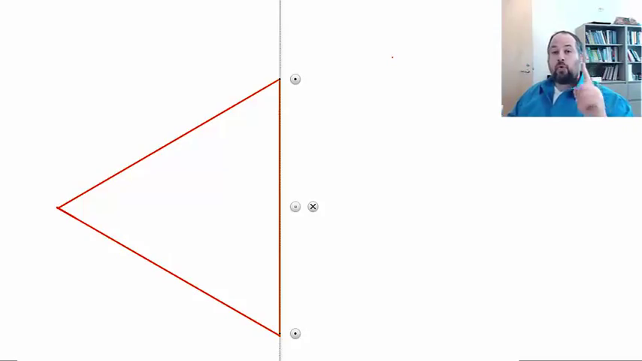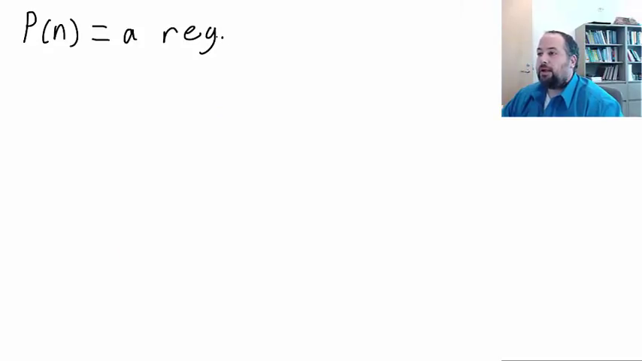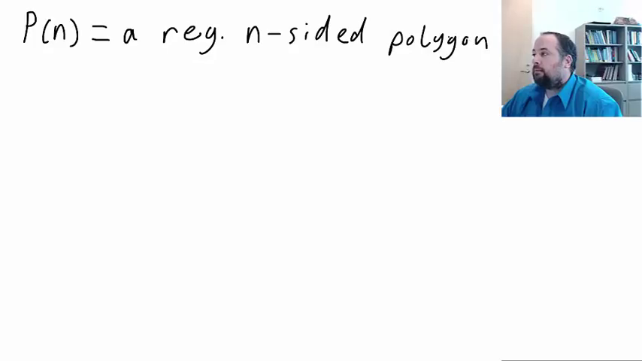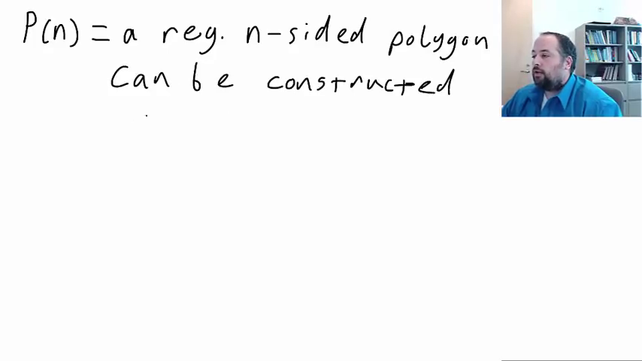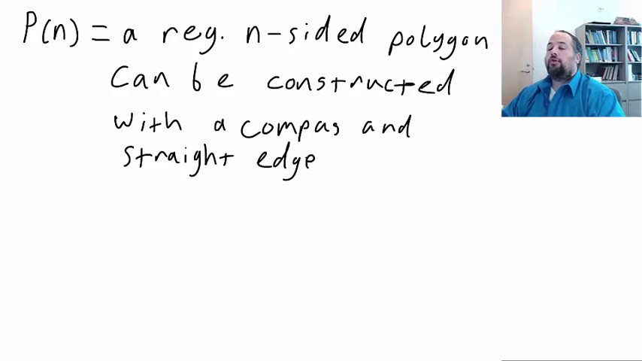That brings us to the question. All right, so if our predicate P of n equals a regular n-sided polygon can be constructed with a compass and straight edge. So that is our statement, right? That is our predicate, P of n. The question is, for which n is this true?